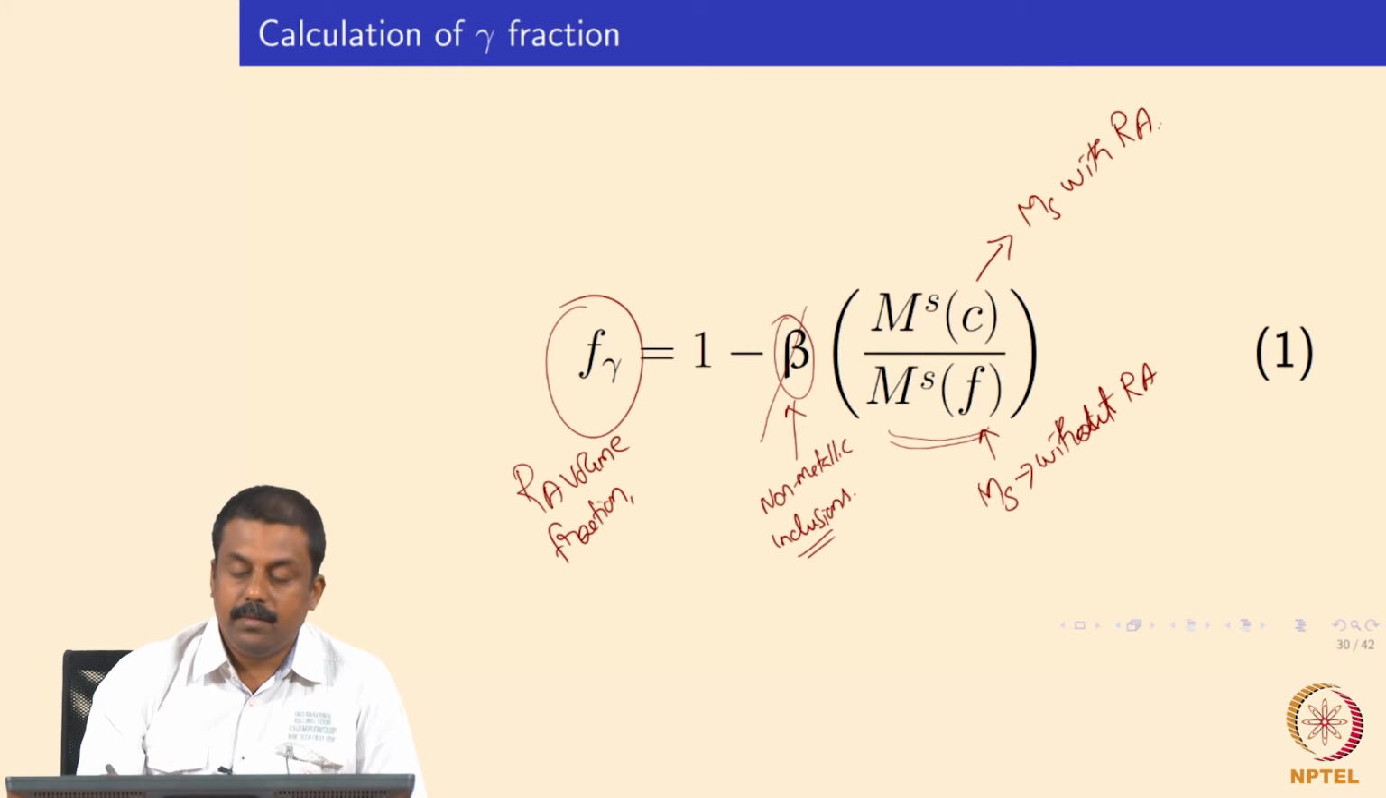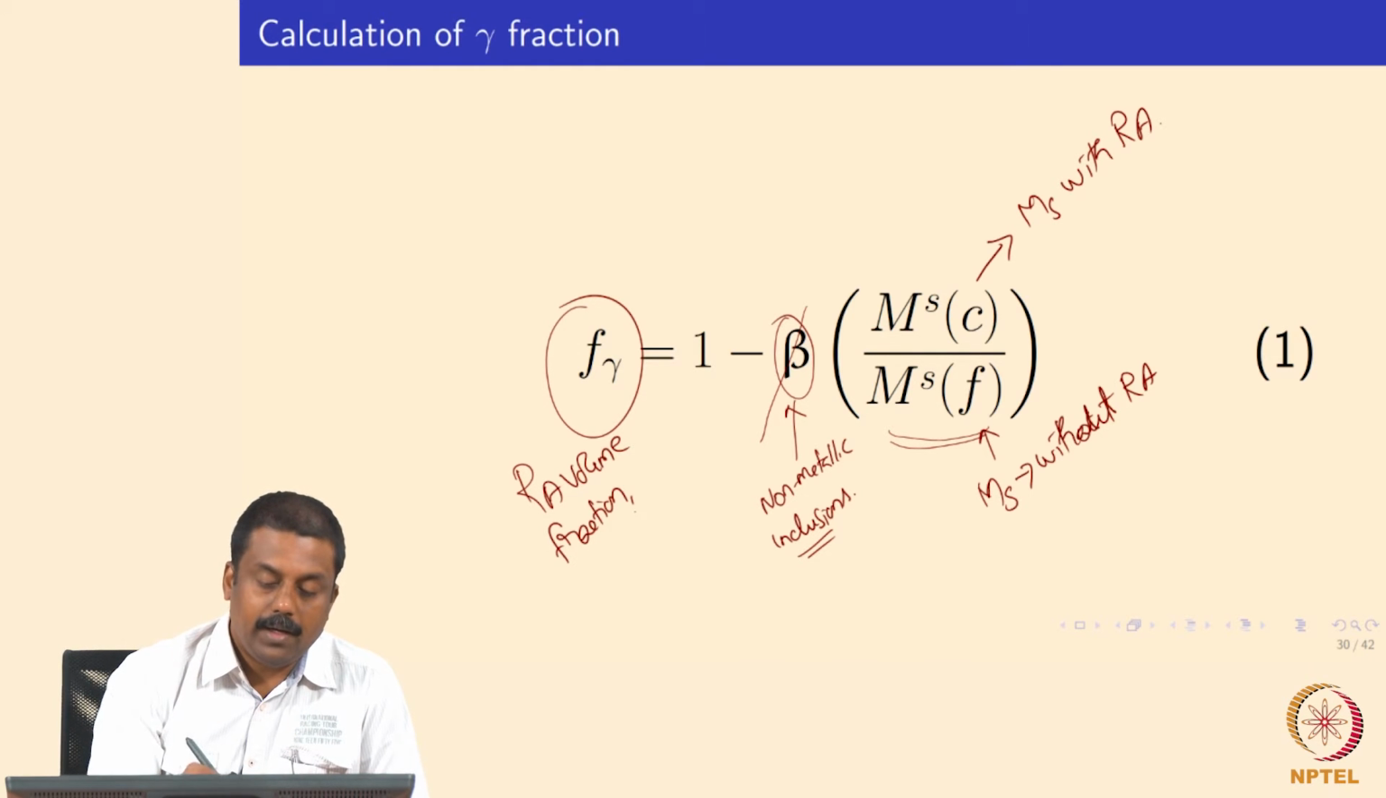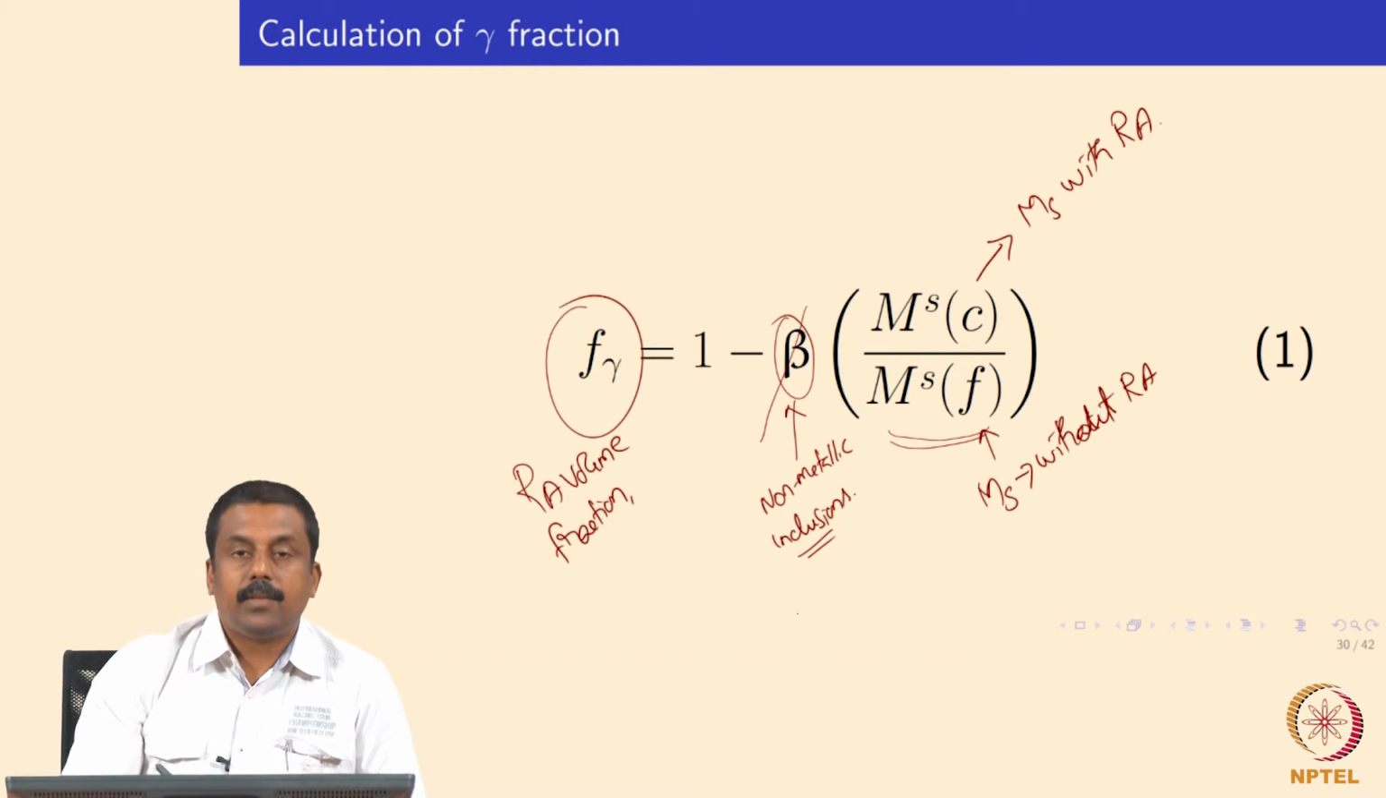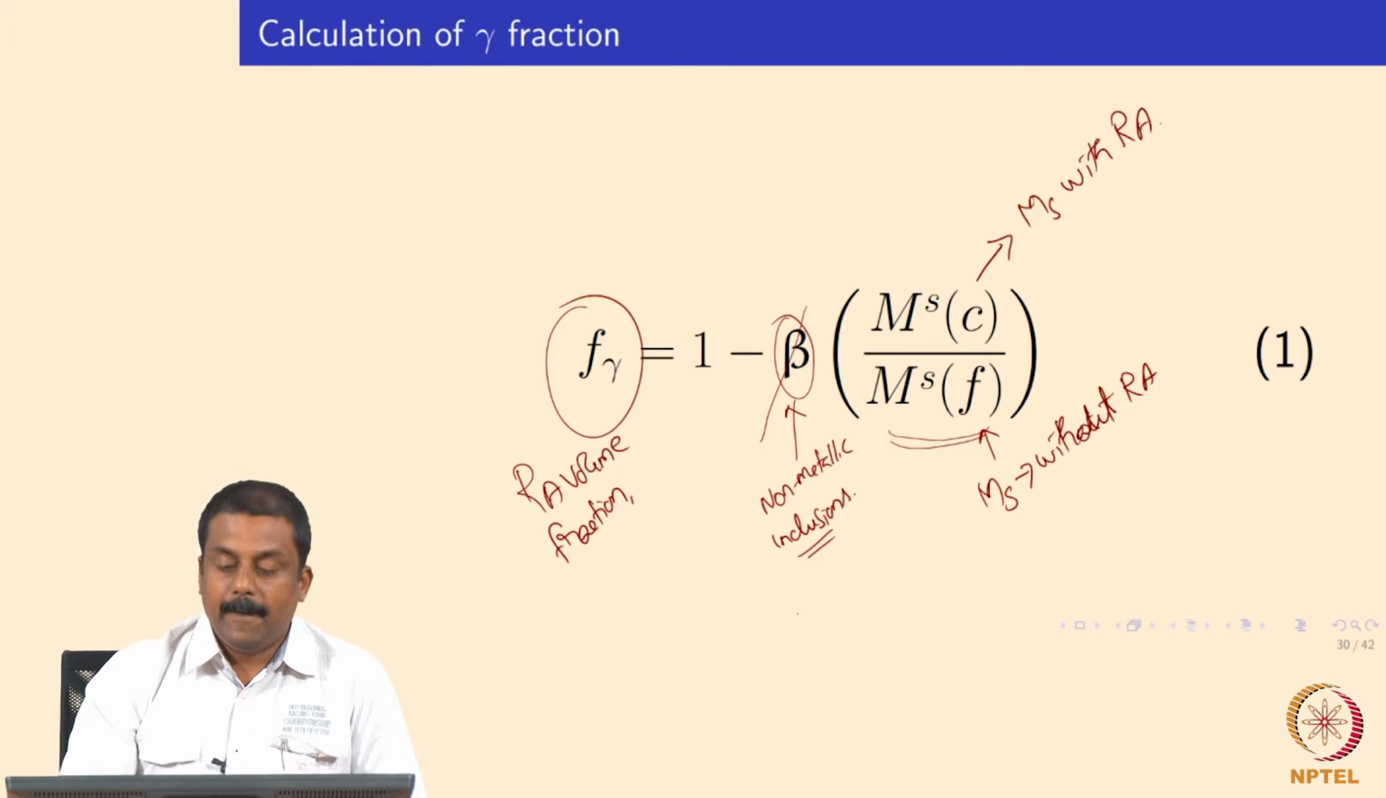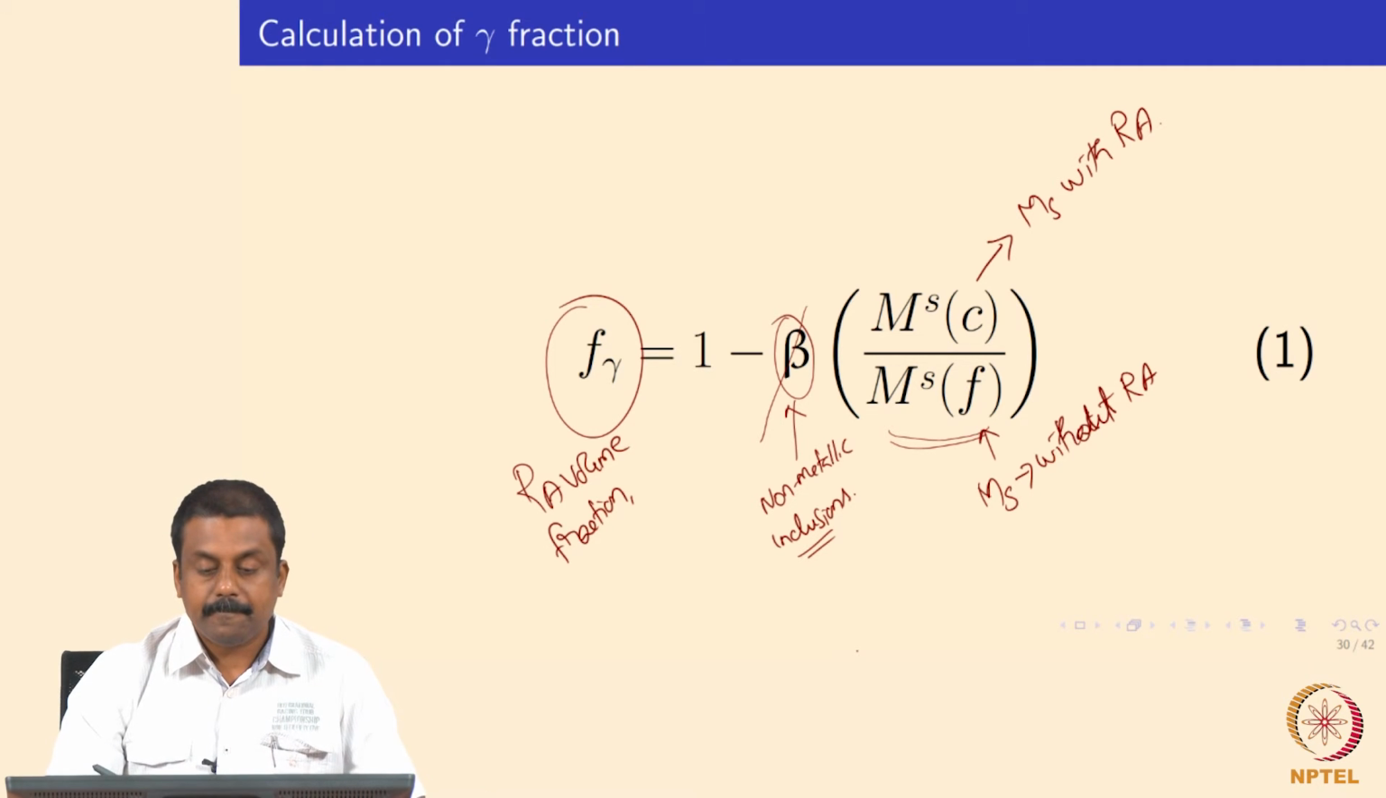So this would lead to the calculation of RA volume fraction in the microstructure. This is the basis for the measurement of retained austenite using the magnetic method, where we measure the saturation magnetization with and without retained austenite, and then we can calculate accurately from the saturation values the amount of retained austenite present in the microstructure.